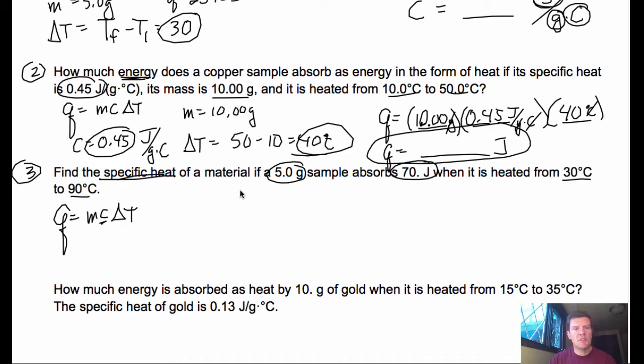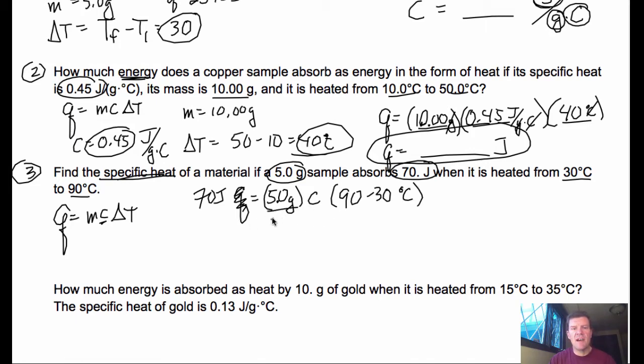This time I'm just going to plug in my values and then solve for C. Okay? Oops, I actually am given this Q value. Sorry, I'm given this as 70. And C I don't know, and my change in temperature is 90 minus 30. It's always final minus initial. Okay? So I have here my C value.